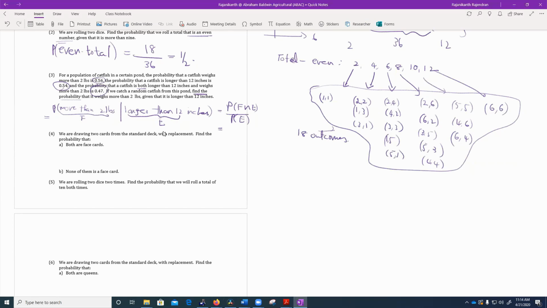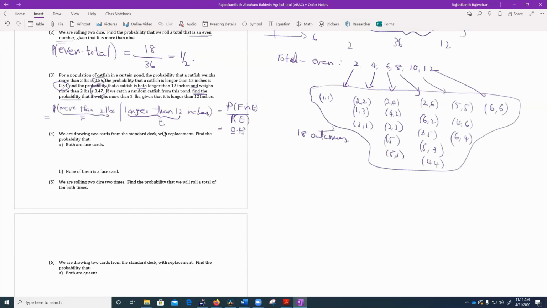What does my numerator say? The numerator says the probability of F intersection E, where my event F is the catfish weighing more than 2 lb and E is longer than 12 inches. So I need an "and" event. If you look at the problem, which number says about the "and"? The last probability, right? The probability that the catfish is both longer than 12 inches and weighs more than 2 lb is 0.47. That means this probability is nothing but 0.47.